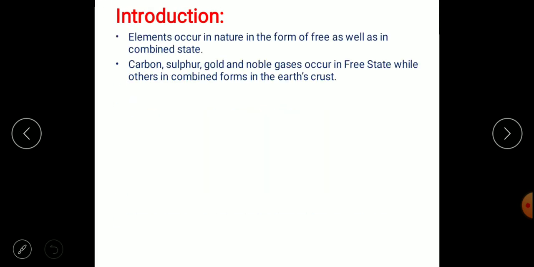So the introduction of this part is: the elements occur in nature in the free as well as in the combined state. So usually, as you all know, elements occur either in the free state or in the combined state. For example, carbon, sulfur, gold and noble gases occur in the free state, whereas aluminium and iron occur in the combined state. Especially, you are going to get all these elements from the earth crust.